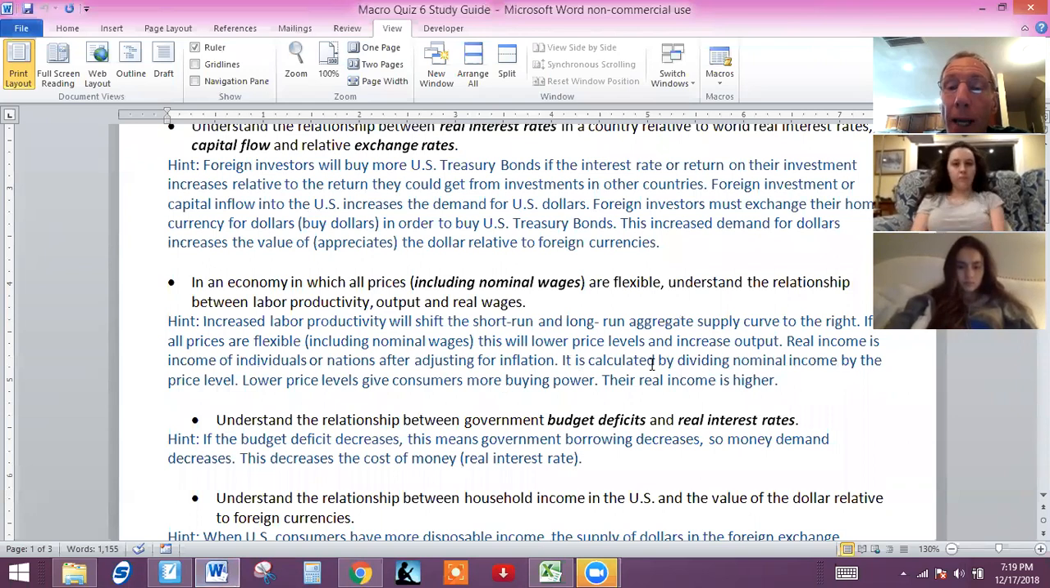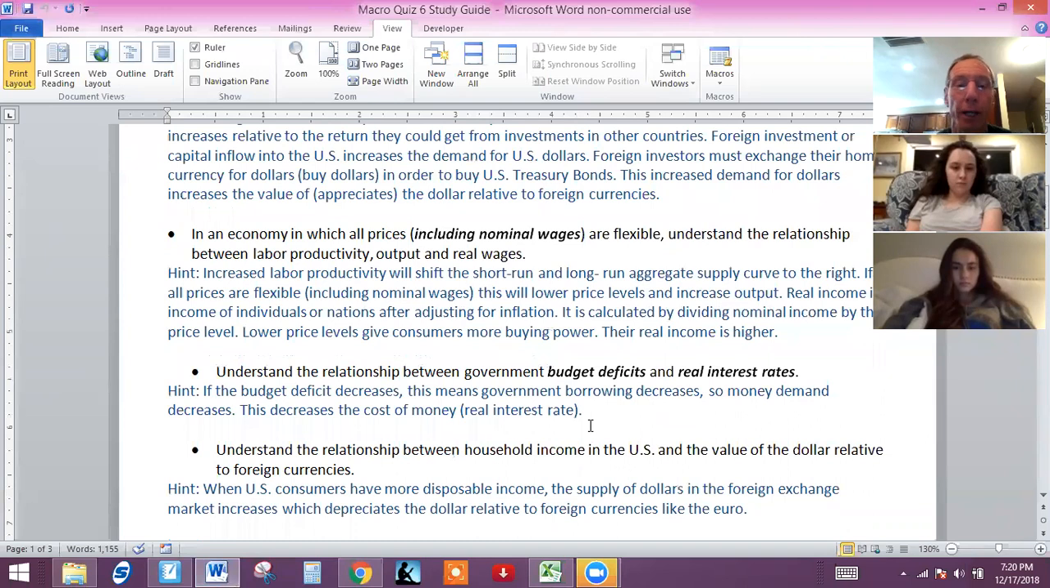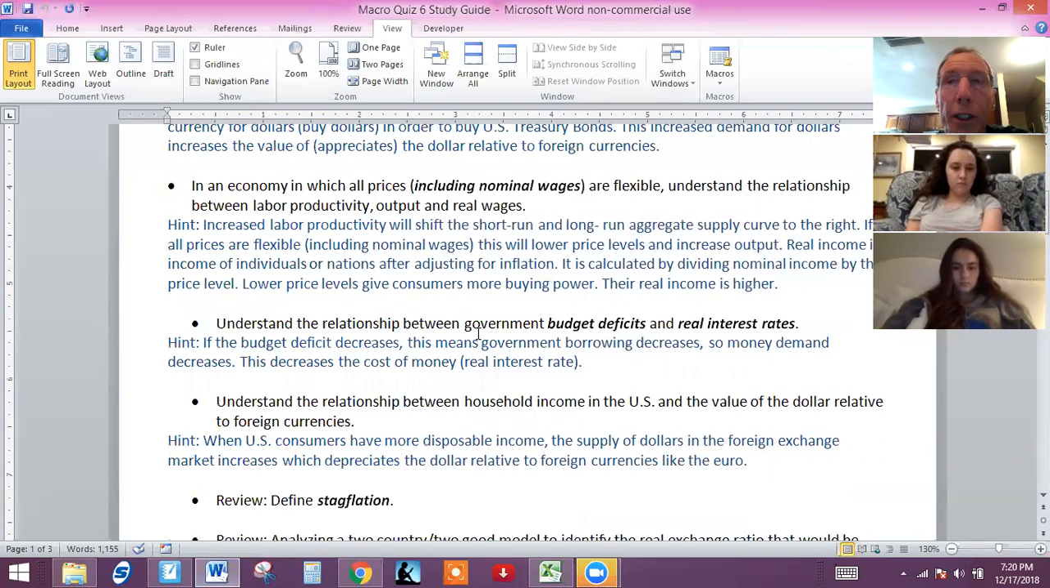So if you think about a fraction with the nominal income in the numerator and the price level in the denominator, if the denominator gets smaller, then the whole expression gets bigger. So the whole expression is your real income. If the price level goes down and the nominal income doesn't change at all, the whole fraction gets larger, right? That's just 4th or 5th grade math.